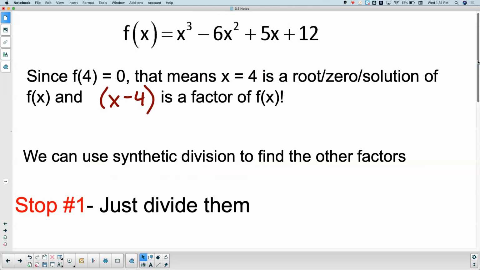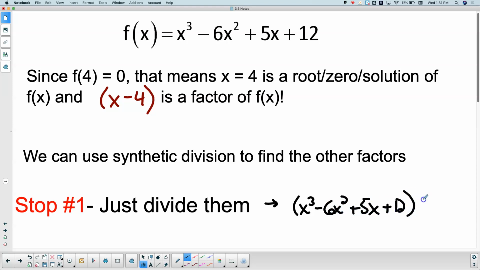So on this stop, the problem would look like x cubed minus 6x squared plus 5x plus 12, and then that is going to be divided by x minus 4. Much better. That's what the problem is going to look like. And that's all it's going to say.